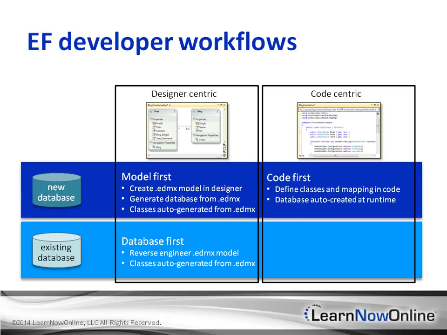In code-centric, we have code first, which is where we're creating classes as simple, plain old compiler objects, mapping it out in code, and then the database gets auto-created at runtime. And then there's code first against an existing database, where we just use the mapping to reverse engineer back in. The first one I want to look at is the model first scenario. So let's take a look at how that works.